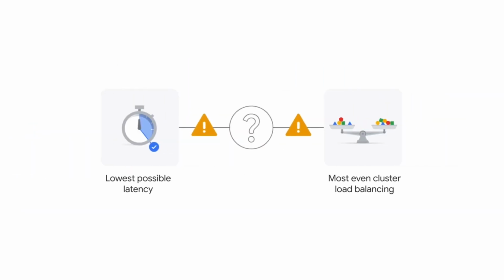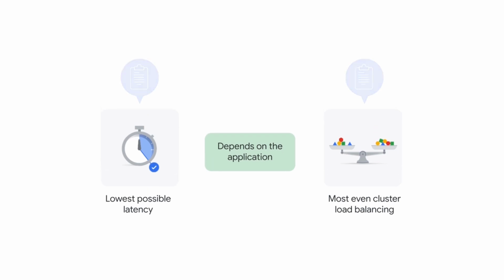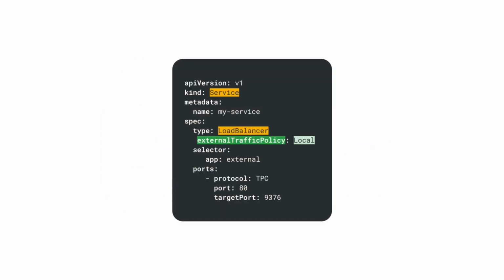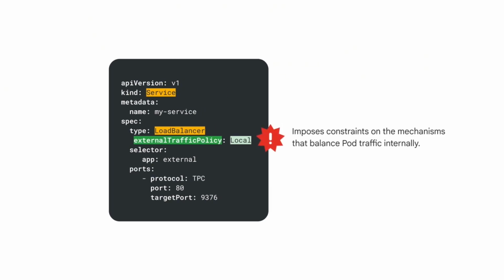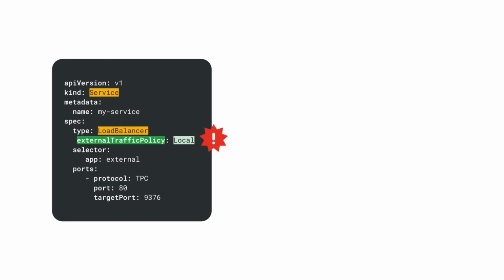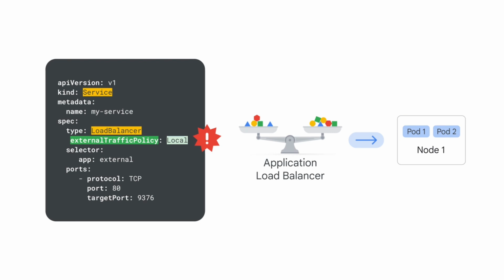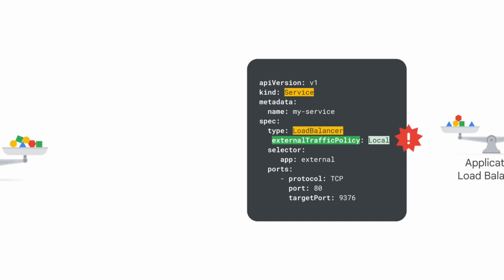So what's the best choice? The answer to that question depends on the application. Both configurations can be profiled, and the one that provides the best overall application performance can be selected. However, the local external traffic policy may cause other issues as it imposes constraints on the mechanisms that balance pod traffic internally. It may also cause issues externally as the application load balancer forwards traffic via nodes with no awareness of the state of the pods themselves.